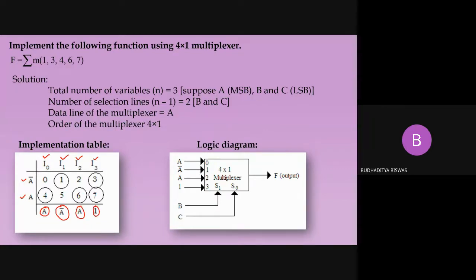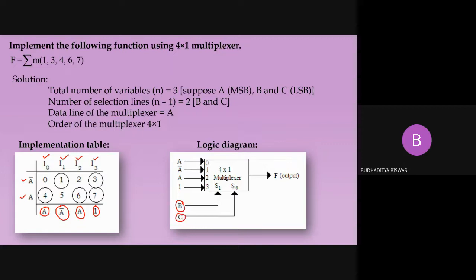Now implement the circuit. Take one 4x1 multiplexer, and just draw the block diagram of the multiplexer. One box with 0, 1, 2, 3, which are input 0, input 1, input 2, input 3. 2 selection lines are there, S1 and S0. Among S0 and S1, which one is the MSB of the selection line? S1, very good. So B should be connected to S1 and C should be connected to S0.